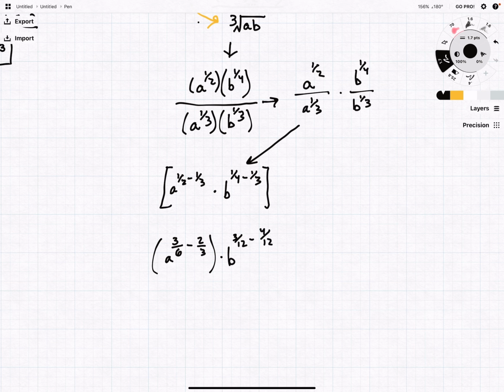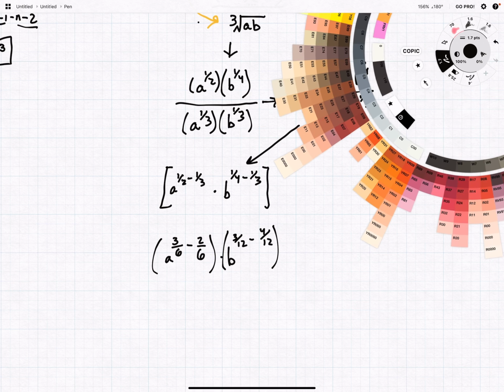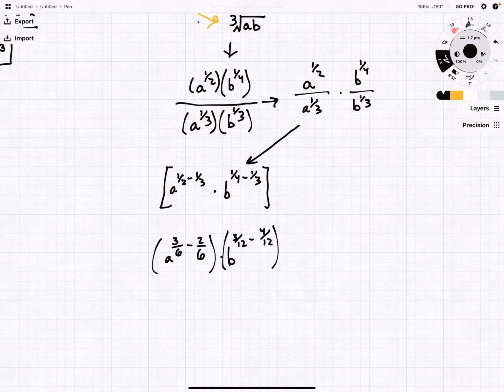Okay? Good. Now, I made a little error here. Let me catch that really quick. That wasn't supposed to be 2/3. That was supposed to be 2/6. Anyways, so now we'll subtract our exponents, and we get A to the 1/6 times B to the negative 1/12.